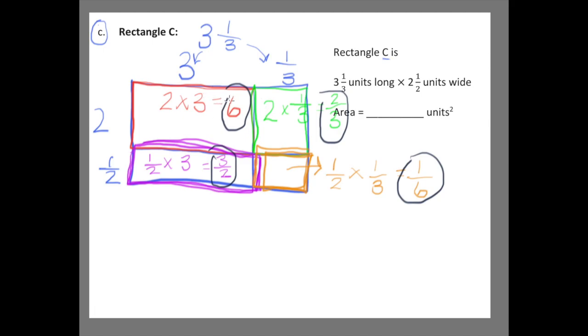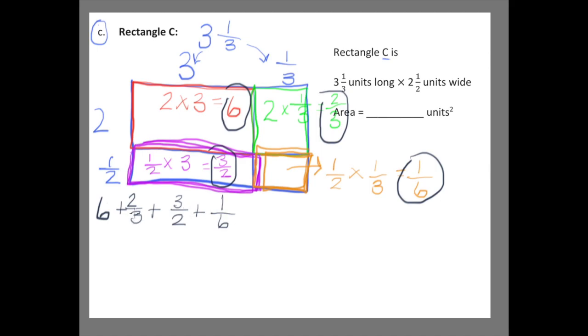In order to determine the product, the area of this rectangle, we're going to need to add these 4 partial products together. So let's do that. We have 6 plus 2/3 plus 3 halves plus 1/6. So we are adding these up. We are going to need a common denominator, which we are not quite there yet. We have 2/3, 3 halves, and 1/6.